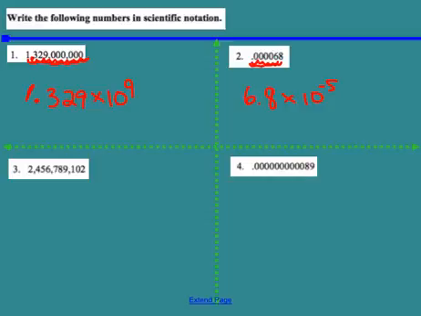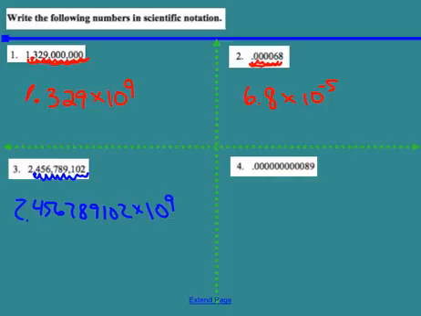So let's try another one. All right? I look at this right away. I'm going to put that decimal here. So 1, 2, 3, 4, 5, 6, 7, 8, 9. So it's 9 again. Now look at this. 2 times 4, 5, 6, 7, 8, 9, 102 times 10 to the 9th. Technically, that's what it is.